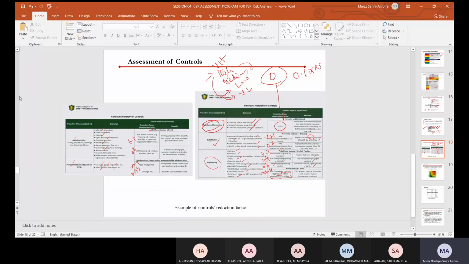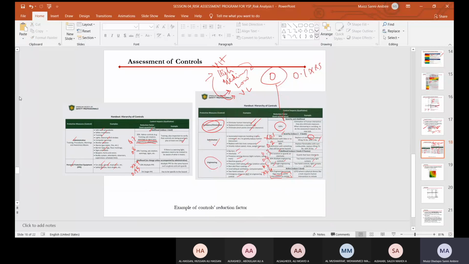Okay, and admin controls, you can have admin controls, e.g. training, job rotation, this and that. 20% for training, job rotation, warning signs. Okay, so it depends on how many you have. But this is when you have included inspections and observation. If you have training, admin controls plus inspection. But here you have only admin controls without inspection and observations. All right. So training plus inspection to verify that controls are being practiced plus at least one other.